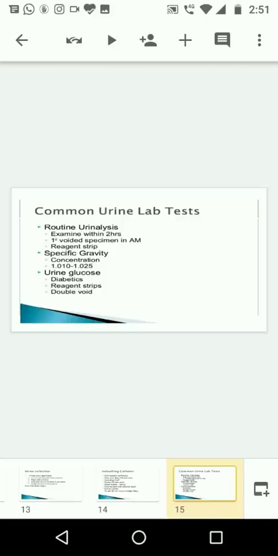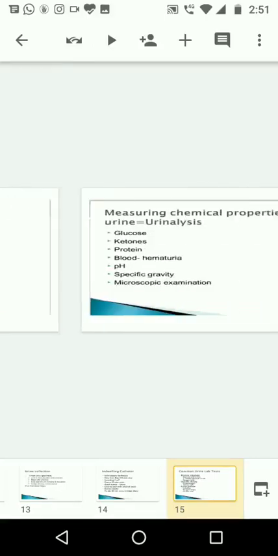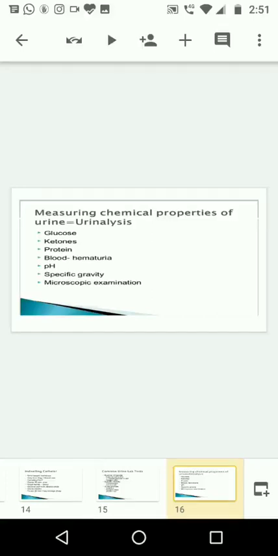What all urine lab tests do we do: routine urine analysis, specific gravity, urine glucose in diabetic patients, using reagent strips or double void. Then measuring chemical properties of the urine. We can measure by sending the sample to the lab. We can measure glucose, ketones, protein, blood or hematuria, pH, specific gravity, and microscopic examination. All these can be read by sending the sample.